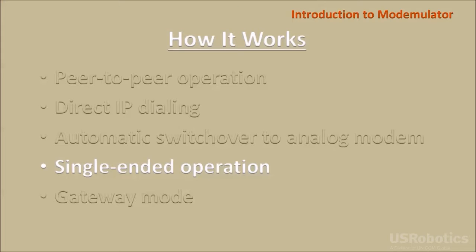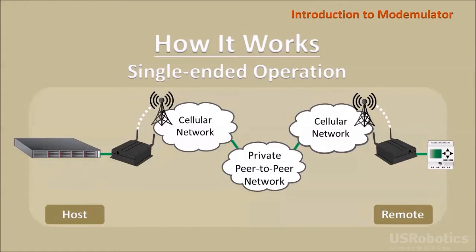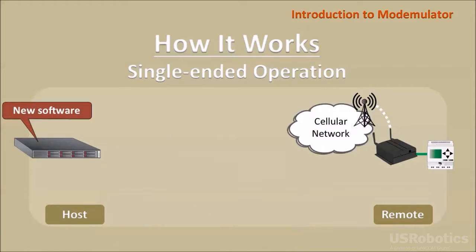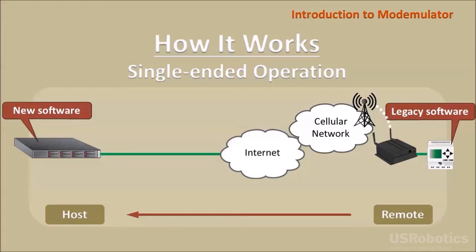Next, I'll explain single-ended operation. A data communication system that has reconfigured or replaced the host software to use Ethernet protocols can continue to use the legacy software at the remote sites if the modemulators are configured for single-ended mode. When a remote site initiates a connection to the host, it sends a dial command to the remote modemulator. The dial command contains a legacy phone number of the host site.